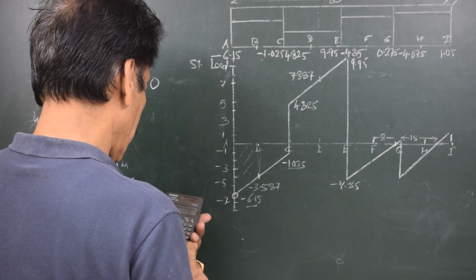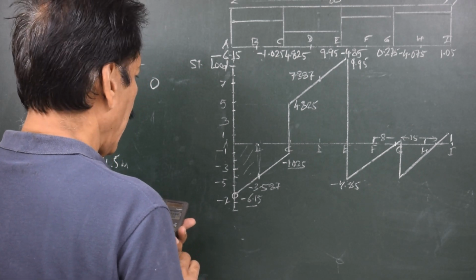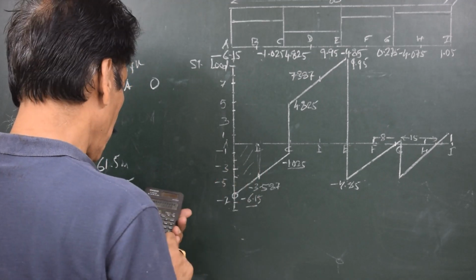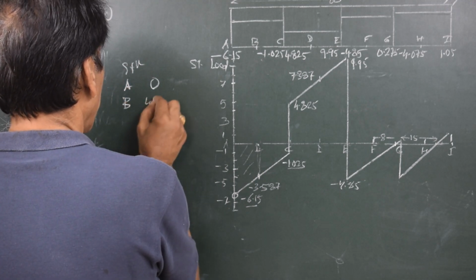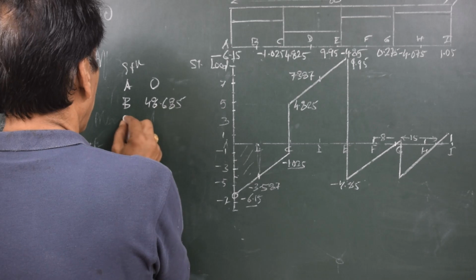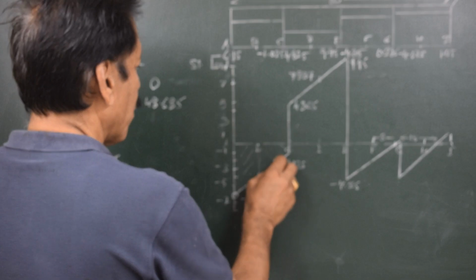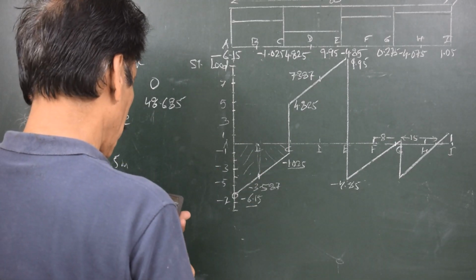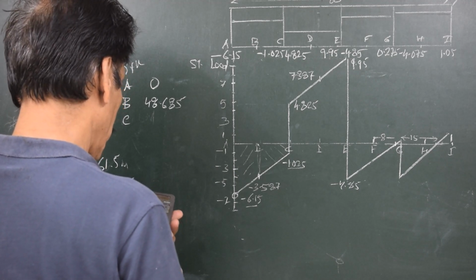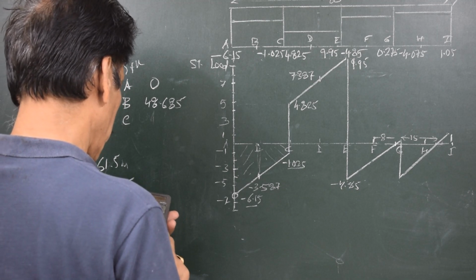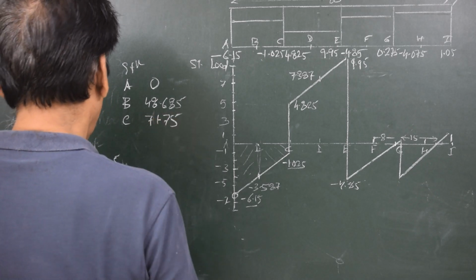The area of this trapezium would be 3.587 plus 6.15, divided by 2, and that is to be multiplied by the distance between the two lines, that is 10 meters. That gives me 48.685. So at B it is 48.685. At C the value will be the area of this trapezium from A to C. So 6.15 plus 1.025, divided by 2, into 20. That gives me total area 71.75.